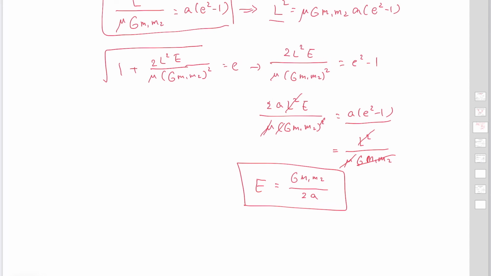Okay, so if you know the semi-major axis and the eccentricities, you can find out energies and angular momentums. So in the case of the hyperbolic orbit, energy is a positive quantity. In the case of the elliptical orbit, energy is a negative quantity.